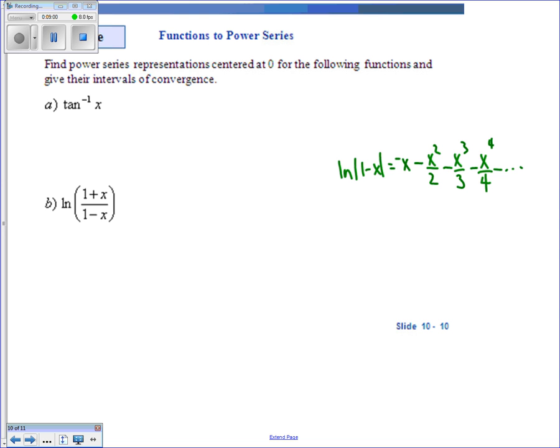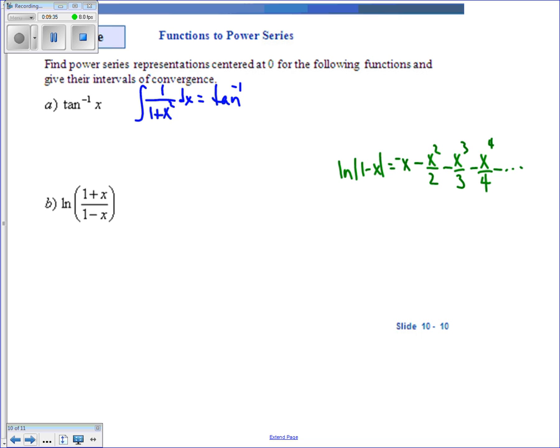If I want to try to get a power series representation for inverse tangent, I've got to figure out how I can get that from some of the things I've already looked at. We've tried integrating and differentiating 1 over 1 minus x. It didn't get inverse tangent. But we did have one that was a 1 over 1 plus x squared. Let's see, inverse tangent, I know what its derivative is. I know that the derivative of inverse tangent is 1 over 1 plus x squared. If I integrate 1 over 1 plus x squared, I get inverse tangent.